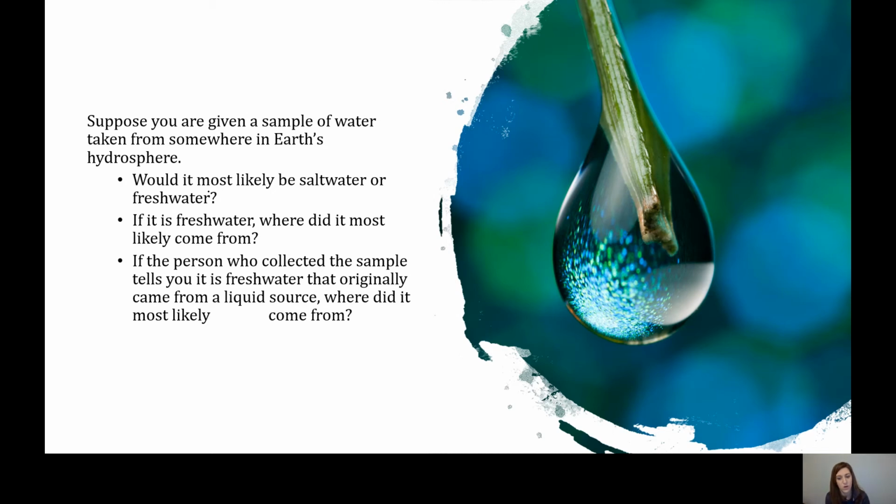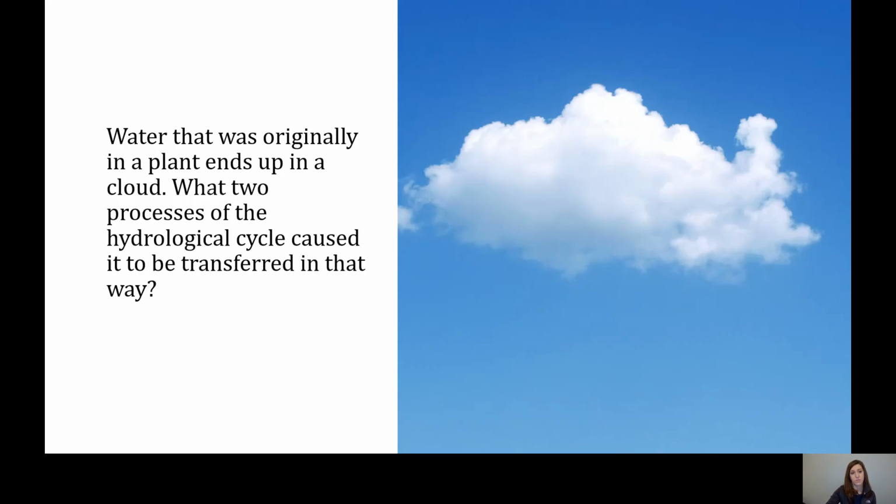And that is groundwater. So it would most likely be salt water. If it is fresh water, it most likely would have come from an iceberg or a glacier. But if it's neither of those and it's liquid, it most likely would have come from groundwater. Rivers and lakes, that kind of liquid surface water, is some of the least prevalent type of water on Earth.